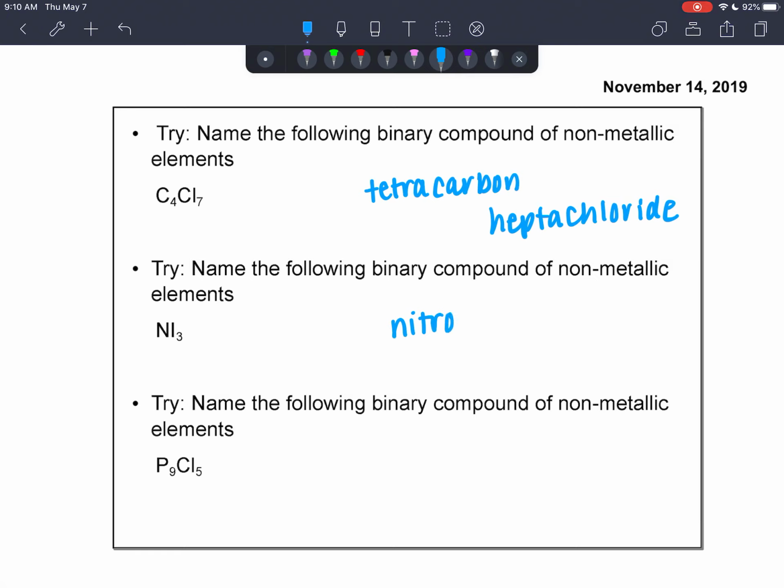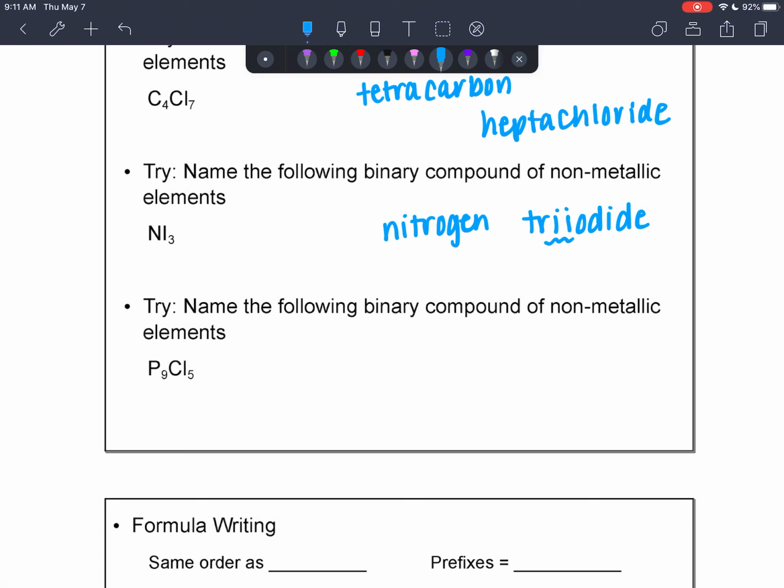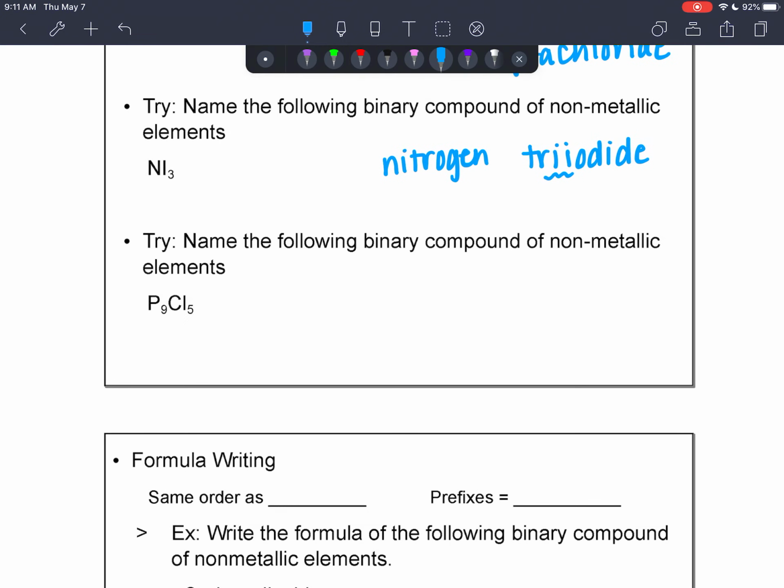The next one is nitrogen triiodide. Now you might be thinking, what the heck, there are 2 vowels right here. Tri and iodide is an anomaly. This is one very specific exception to the rule of dropping one of the vowels so there's only one. But you won't have to worry too much about seeing that exception.